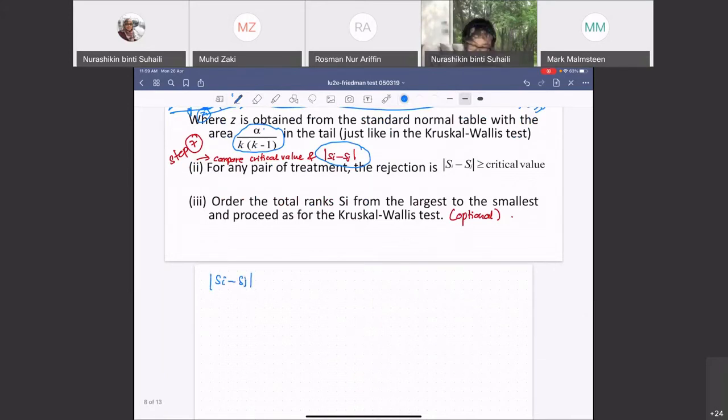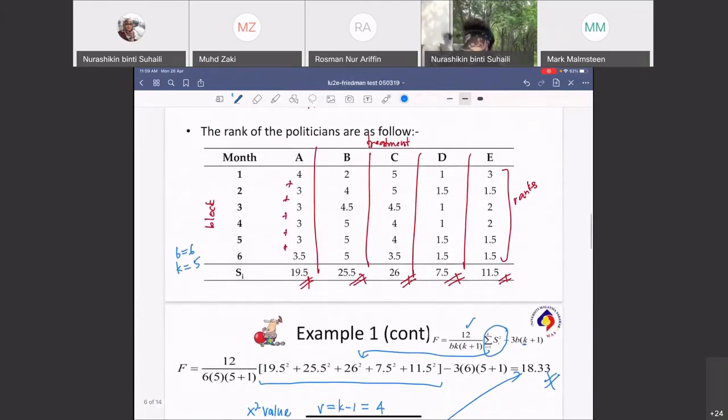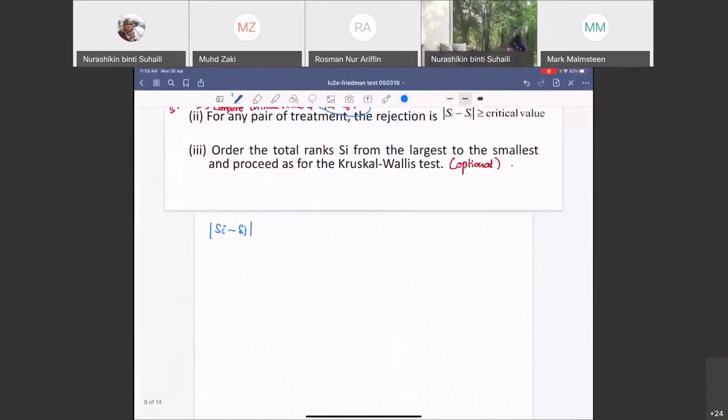Okay, we have how many treatments? 5 treatments: A, B, C, D, E. So how do you create it? You have to find what is SA minus SB, the bar. SA means that you just match one by one. What I mean is, create the possible pairs. So SA, SC, SA, SD, and then SA, SE.